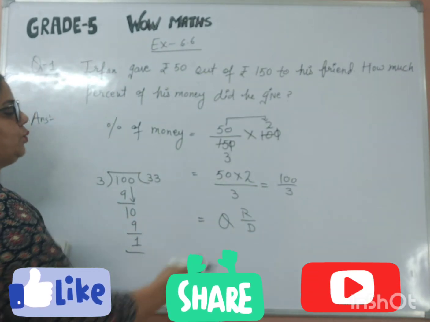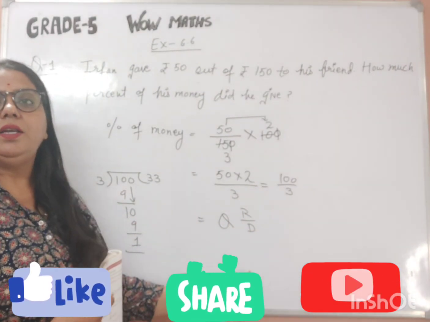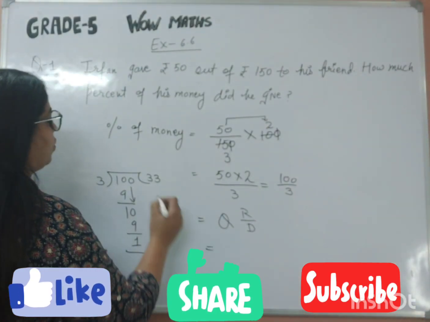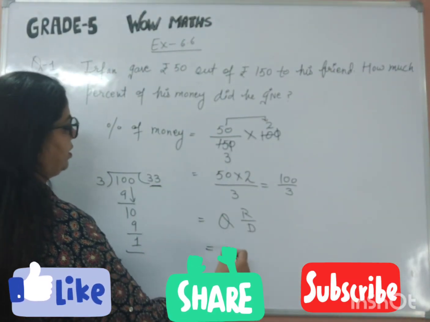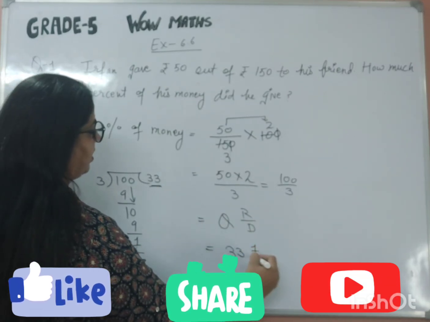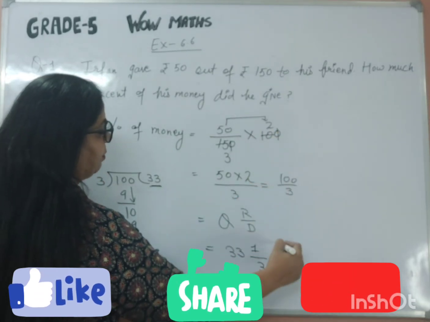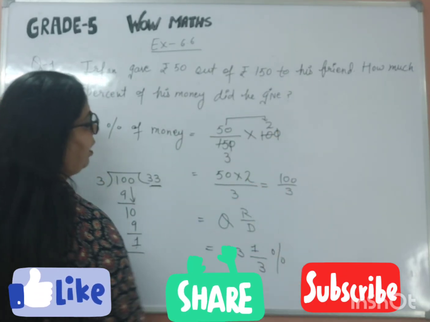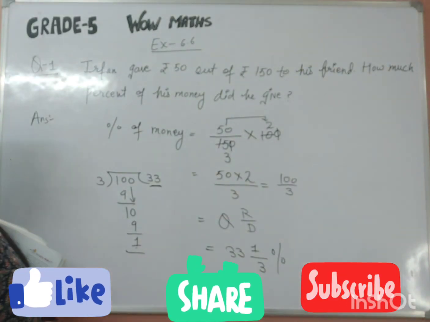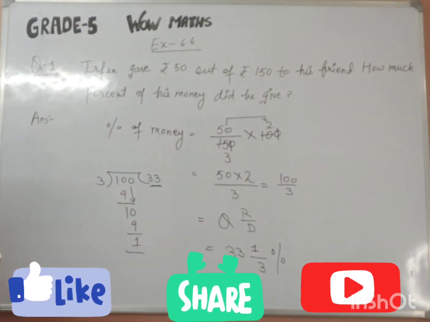What is QRD? Q represents your quotient, R represents your remainder, and D represents your divisor. In this way we will put the values. The quotient we get here is 33, the remainder is 1, and the divisor is 3. As we have already multiplied with 100, at last we will apply the percentage sign. So 33 1 by 3 percent of money Irfan gave to his friend.